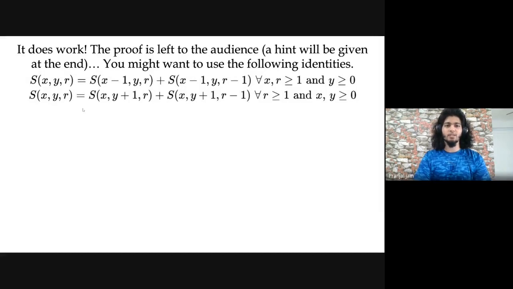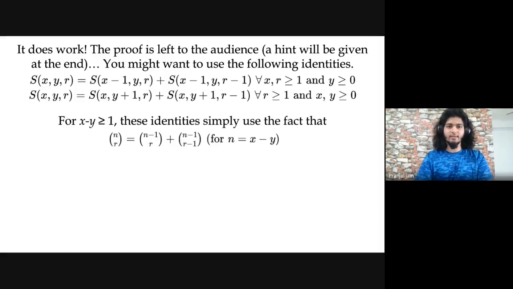But what you can do is use these two identities. At first glance, it may seem very complicated, but if you just take a minute to absorb what this identity is saying, then you will see that if x minus y is greater than or equal to 1, then this identity is literally just Pascal's identity. So this is Pascal's identity, right? If I replace the upper index, which is n, with x minus y, then for this case, where x minus y is greater than or equal to 1, so n is greater than or equal to 1, Pascal's identity works perfectly fine. We can prove it combinatorially. So this identity is justified.